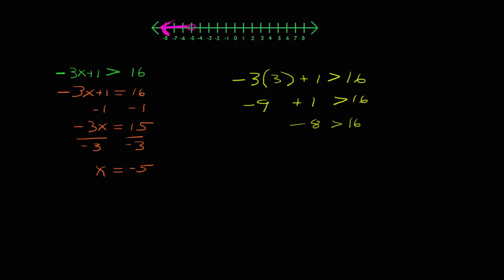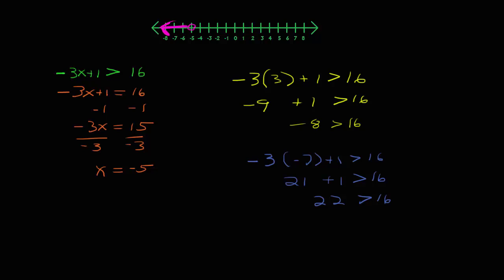Let's go ahead and check that, and let's see what happens when we plug in negative 7. I've got negative 3 times negative 7 plus 1. Is that greater than 16? I've got 21 plus 1 greater than 16, and I get 22 is greater than 16, and that does work.